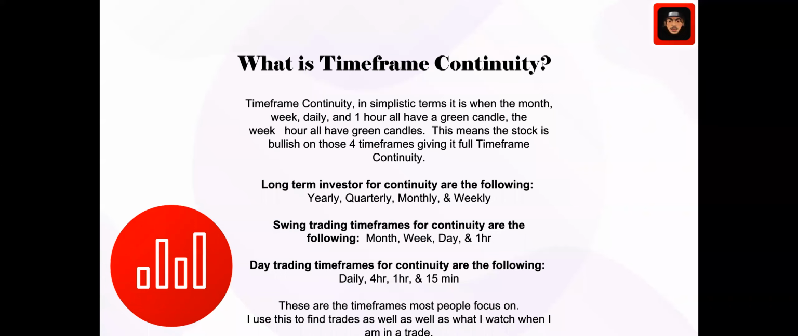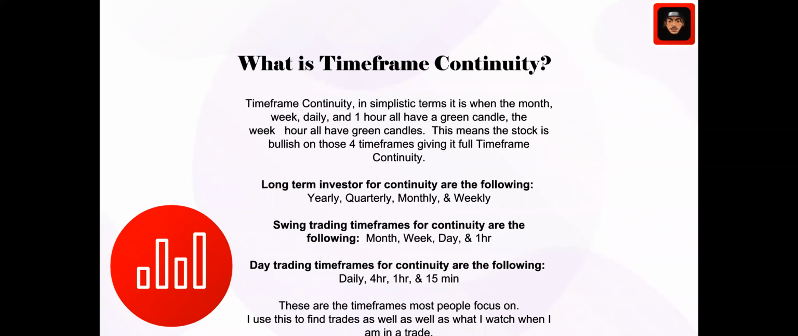If that's green, then the daily, the last one all the way to the right, that current candle, if that's green, and then you go to the hour and that last one on the hour is green, that's full time frame continuity. That is full time frame continuity to the upside. That means we're bullish on every time frame. When it's not in continuity is when, let's say, your month is green, your week is green, your day is green, and then your 1 hour is red. That's not full time frame continuity.